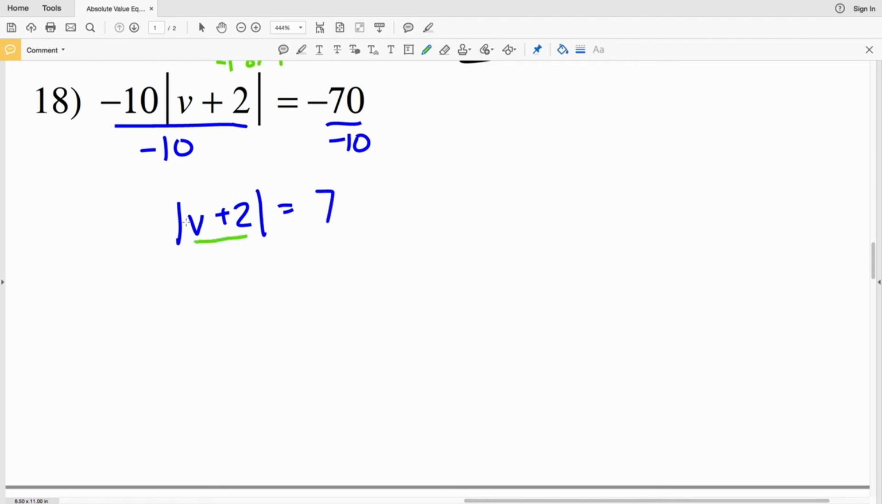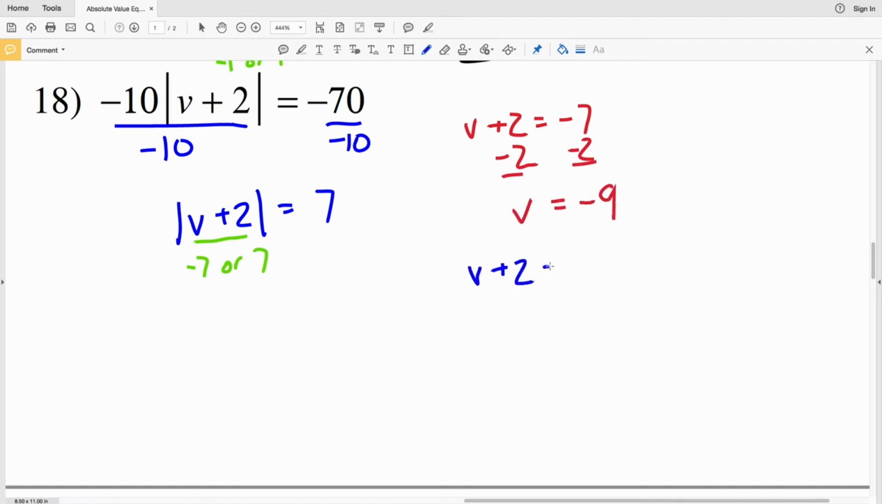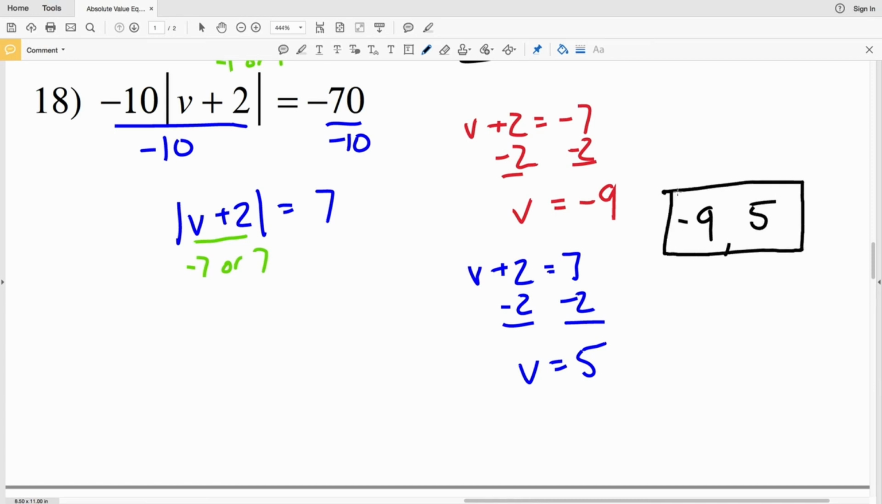Since we're taking the absolute value of that quantity, that's either going to equal a negative 7 or a positive 7. So when v plus 2 equals a negative 7, subtracting 2 from both sides, we get that v is equal to a negative 9. And when v plus 2 equals that positive 7 option, when we subtract 2 from both sides, we get that v is equal to a positive 5. So for number 18, our options for this variable v are either negative 9 or a positive 5.